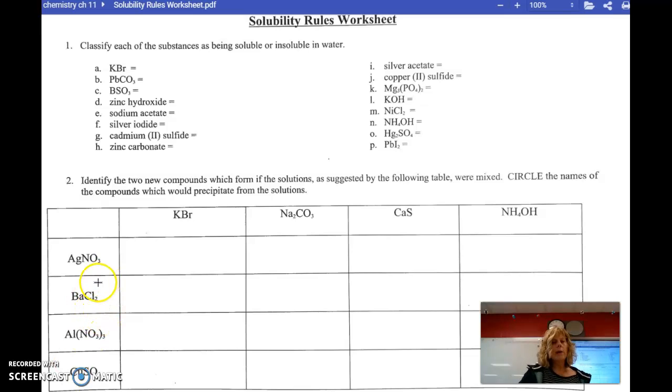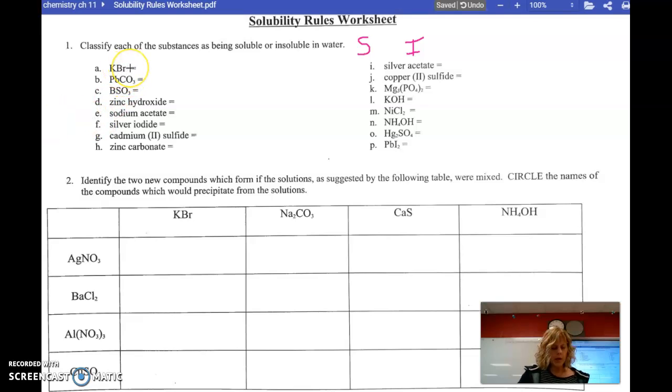So with that information, you should be able to complete this solubility rules worksheet. So the top part is very simple. They just give you a compound and say, hey, look it up. Is it soluble or insoluble in water? So the first one, you can just label this with an S for soluble or an I for insoluble. That's all we have to do.